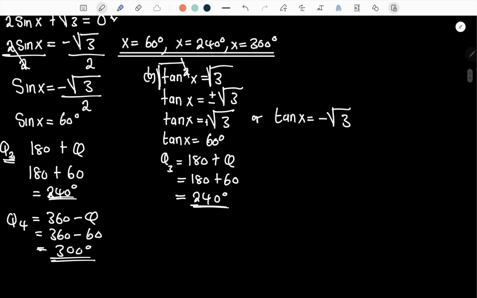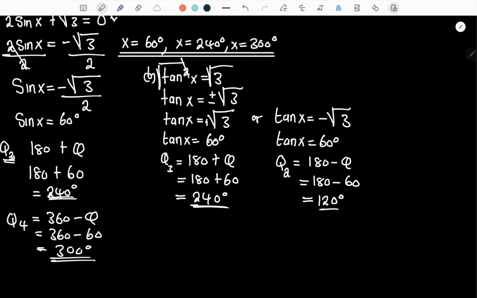The next one, we know that still we will get tan x equal to 60 degrees. But since it is negative, where exactly is tan negative? Tan is going to be negative in the second quadrant. Now, in the second quadrant, we know that it is 180 minus theta. So we're going to get 180 minus 60. What value are we getting? 180 minus 60, we're getting 120. So we're going to get 120 degrees as our first value.